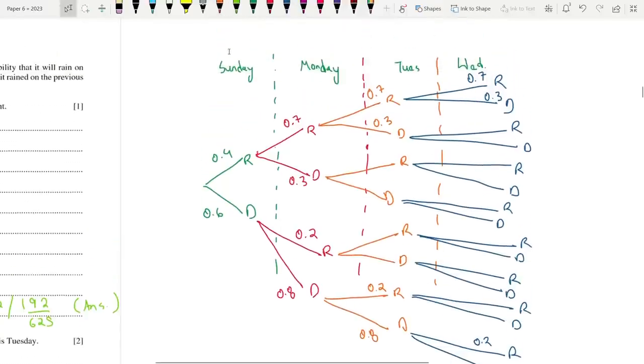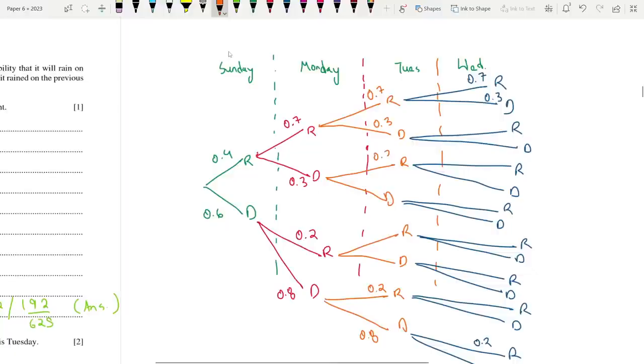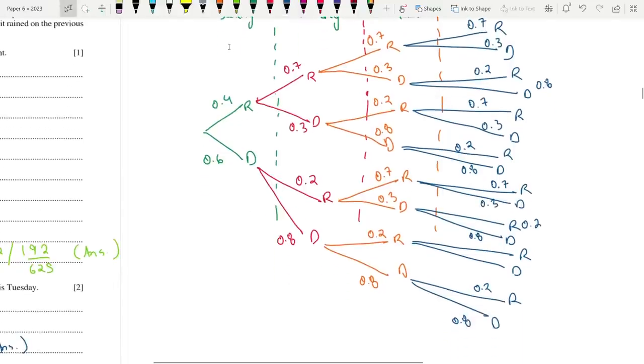Now let's fill up the other ones. If it did not rain on the previous day, it's going to be 0.2, 0.8. If it rained on the previous day, 0.7, 0.3. Next, if it did not rain, it's 0.2, 0.8. If it rained, 0.7, 0.3. Again, not rain, 0.2, 0.8; rained, 0.7, 0.3. Similarly for the rest. This is your whole diagram.